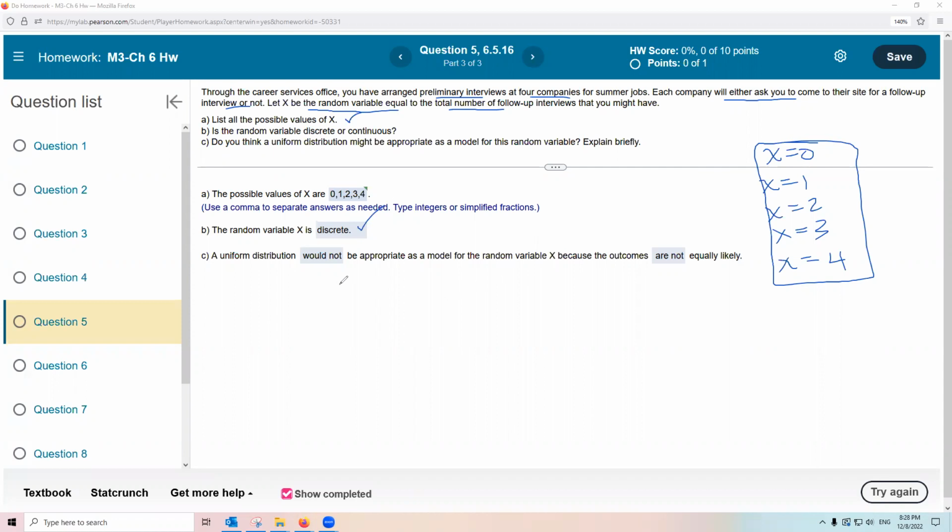Okay. Is this a uniform? Do you think a uniform distribution is appropriate? Well, uniform distribution means it's equally likely. Well, these are not equally likely if you think about it. It's probably pretty unlikely that 4 companies all call you back. It's probably more likely that maybe you get a call from 1 company to come in for a follow-up. Right, so these are all not equally likely. So we would say, no, a uniform distribution is not a good way to model this.